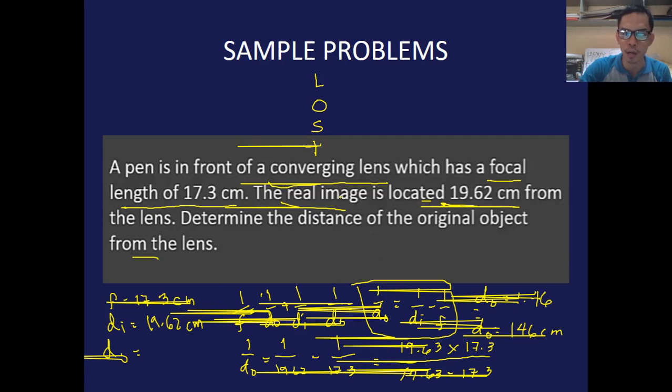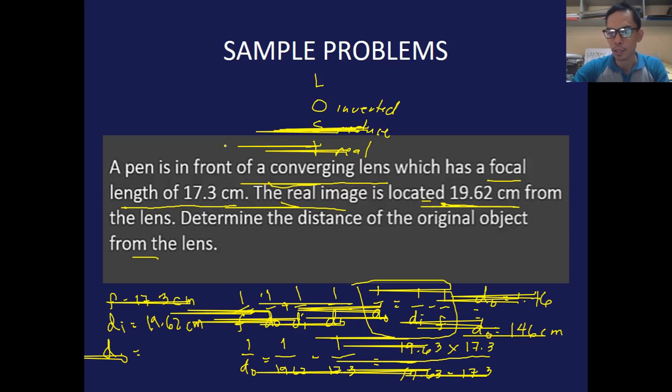So what does it tell us? The image is real and inverted, and the image is somehow being reduced, because the distance of the object is greater than the distance of the image, meaning the distance of the image is reduced. I think the location of the image is between C and F.